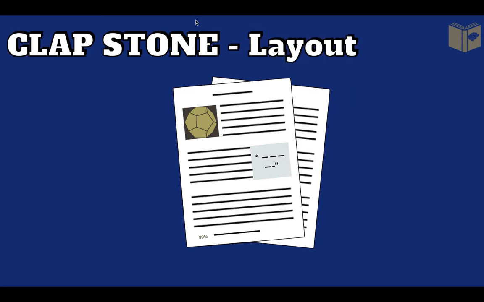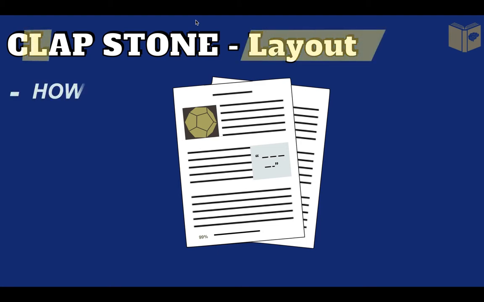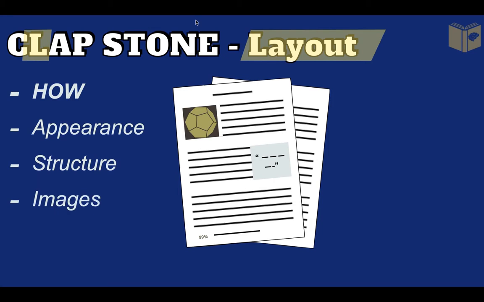The L in Clapstone stands for layout. This asks how. How is the text designed? Or what does it look like? How is it structured? How has the text been used? And how have images or other elements been structured? What is the genre or type of text?